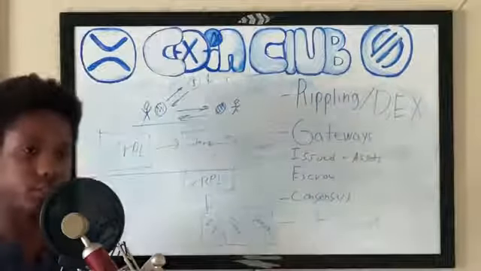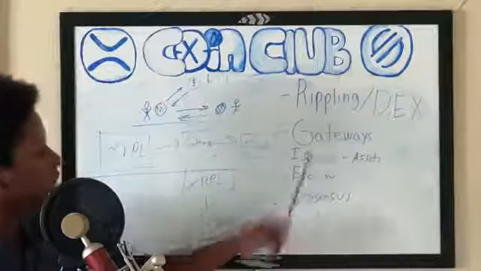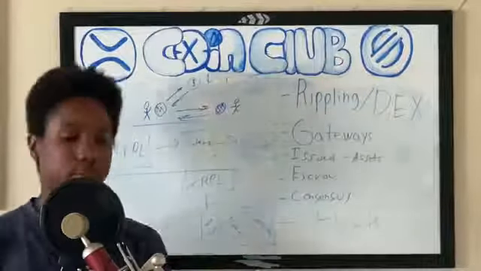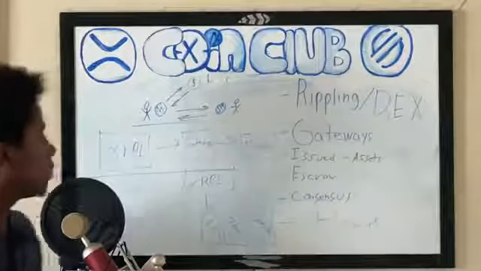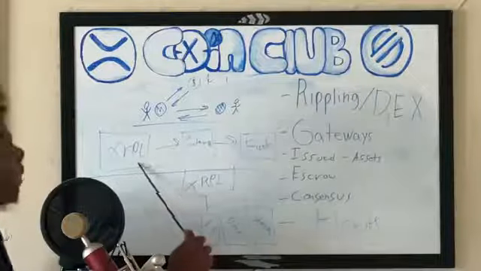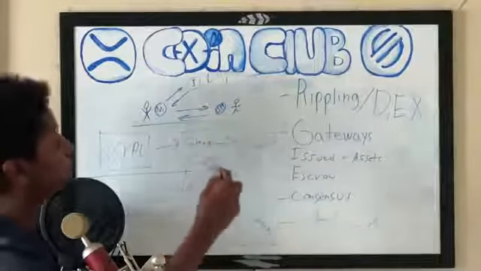Now, another feature of the XRP ledger are gateways. Now, what are gateways? Gateways are essentially a middleman between the blockchain systems and the traditional banking systems. So what we've got here is the XRP ledger over here, the traditional fiat system over here, and then some application in the middle.